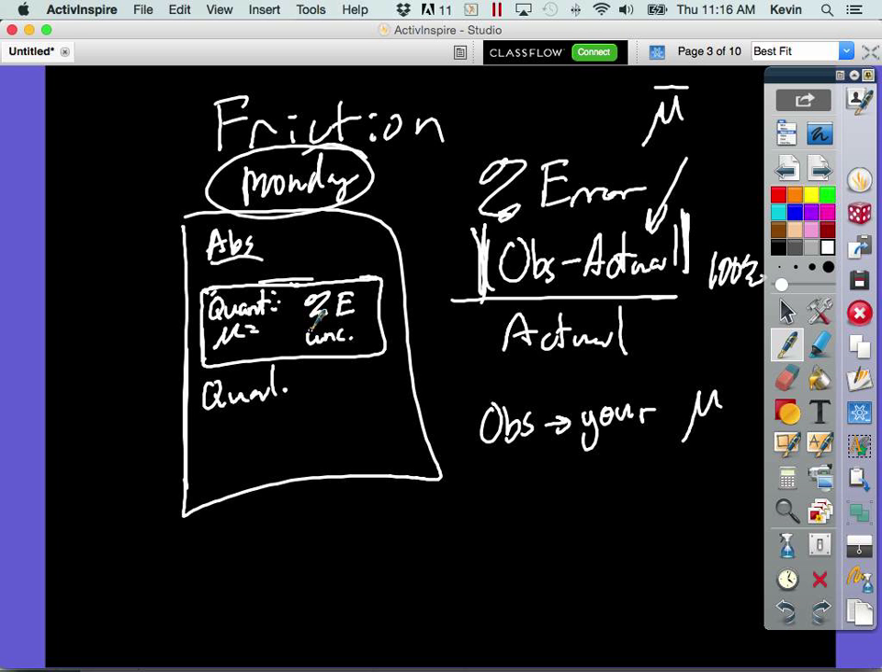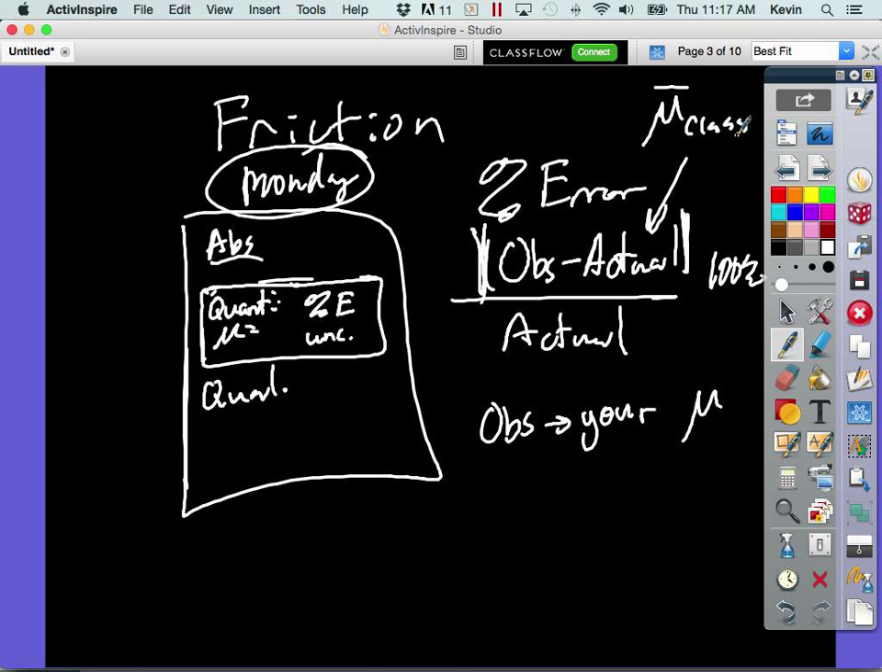Percent error is observation minus actual over the actual value. In your case, your observation is your mu, your average mu. Okay? And the actual value is the class average for mu, which I'm going to give you in just a minute. Okay? I multiply that by 100%. And then also you're going to discuss your uncertainty.